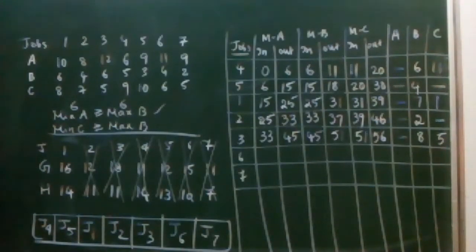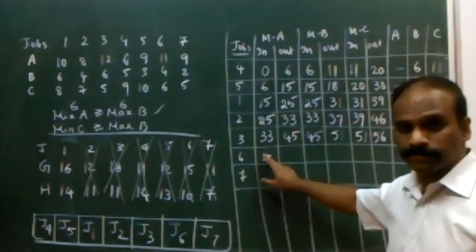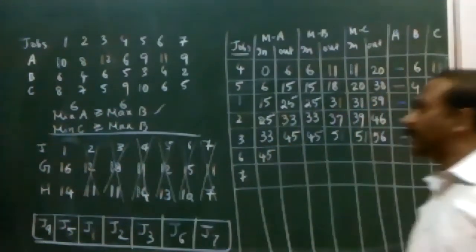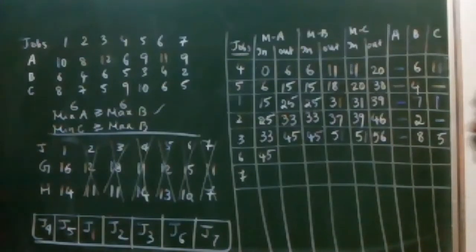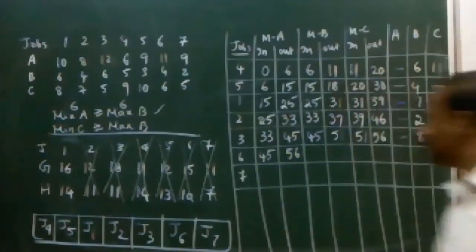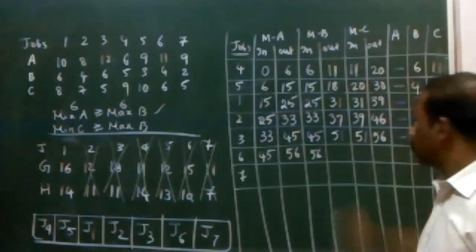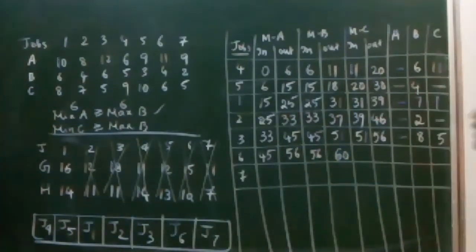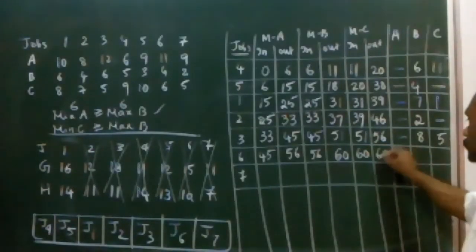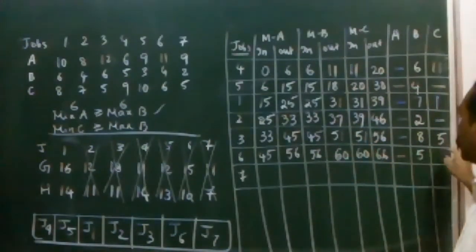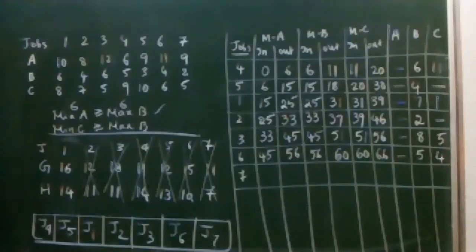Now we'll come to job number 6. Job number 6 starts at what time? 45. What time does it end? 56. Here what time does it start? 56. What time does it end? 60. Good. Here what time does it start? 60. And what time does it end? 66. No idle time here. And here you can see an idle time of 5 minutes. And here you can see the idle time of 4 minutes. Now we'll come back to the last job, job number 7.